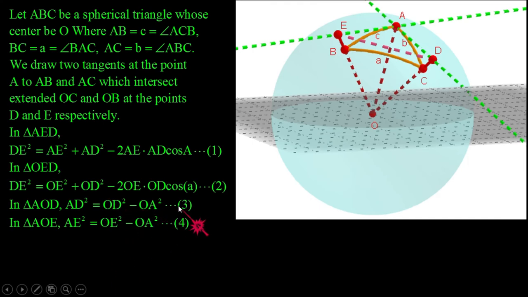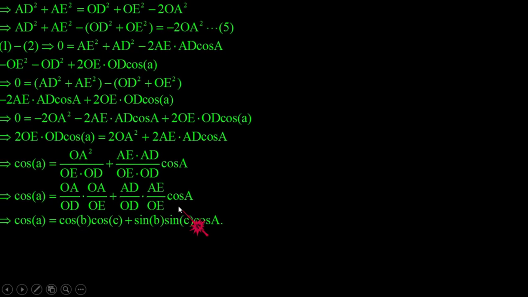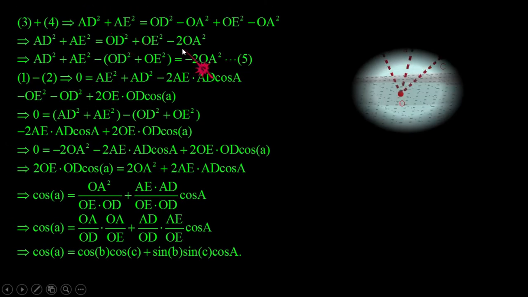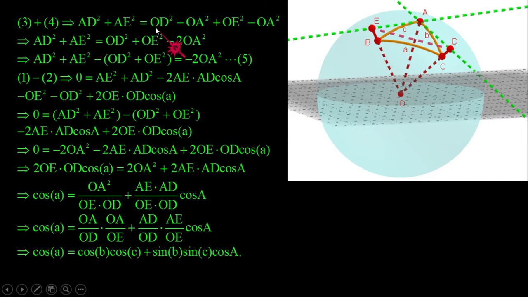Now adding 3 and 4, we get AD square plus AE square equals OD square minus OA square plus OE square minus OA square. Now arranging it, we can write AD square plus AE square equals OD square plus OE square minus 2OA square.